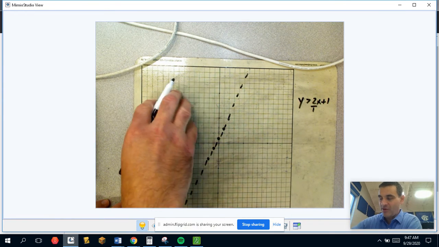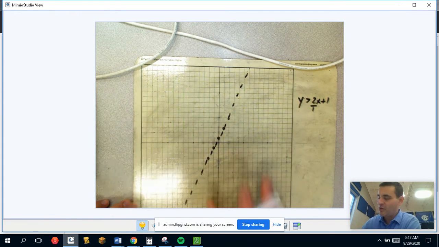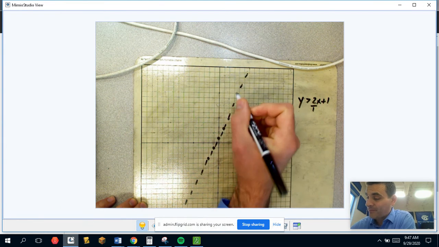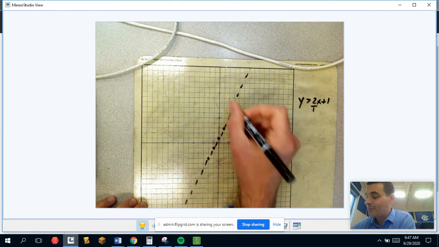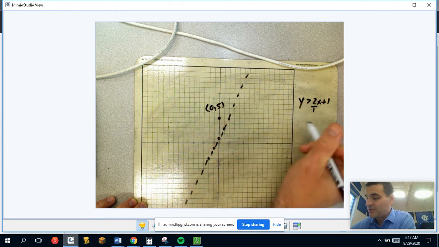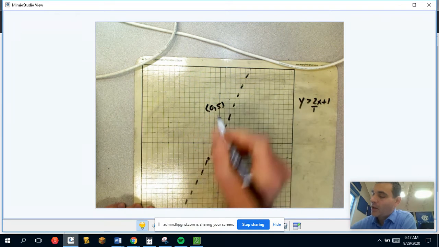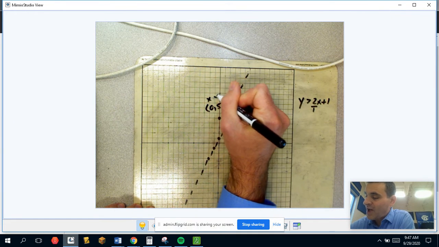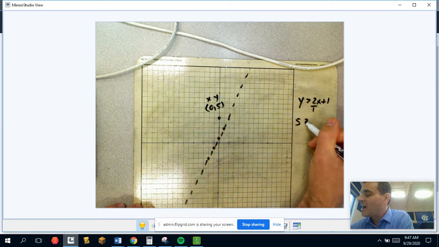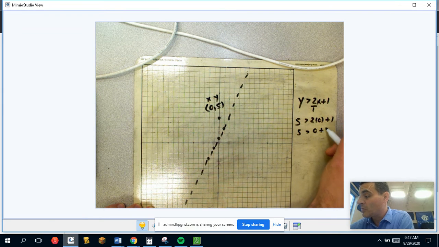Now, many people have a hard time distinguishing which is which. So another thing you can do is just pick a point that's not on the line, because if it's on the line, it's going to make the sides equal. Just pick a point like (0, 5), which is clearly not on the line, and stick it in there and see if it works or not. So remember, 0 is x, 5 is y. Is 5 greater than 2 times 0 plus 1? Yes, 5 is bigger than 0 plus 1, or 1.